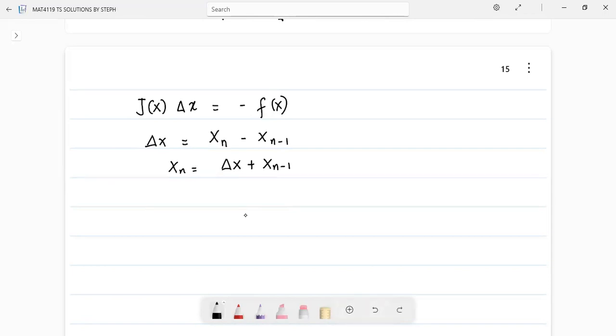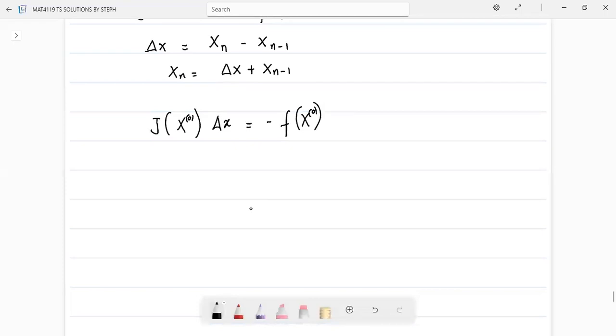So we've already found this. In place of x, we've already done this substitution here. And delta x, I forgot to mention, is an n by 1 matrix as well. In this case, since we have two unknowns, it will be a 2 by 1 matrix. And then this will be f of x at x naught. Let's go ahead and just make the substitution.